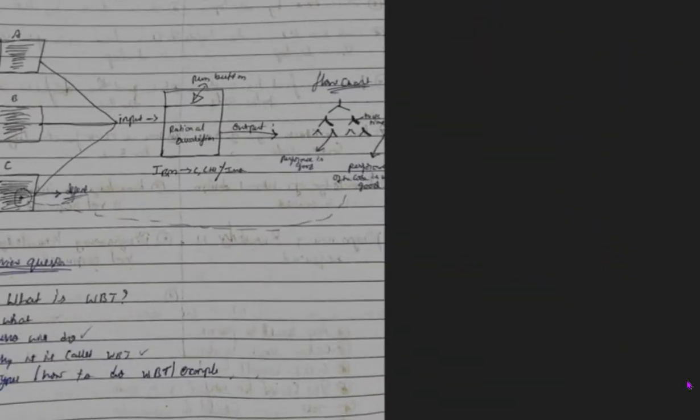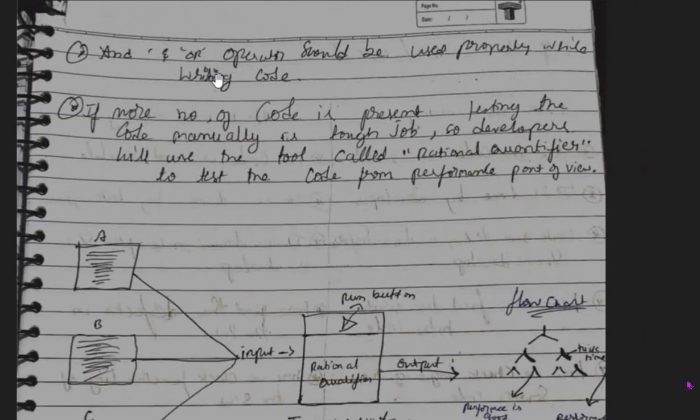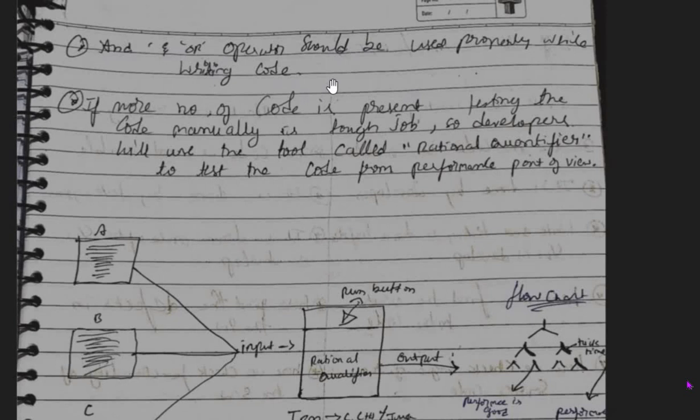Another way: the OR operator should be used properly while writing the code. If we use this code a little bit wrong, it is going to take more time. So the OR operator should be used properly while writing the code.